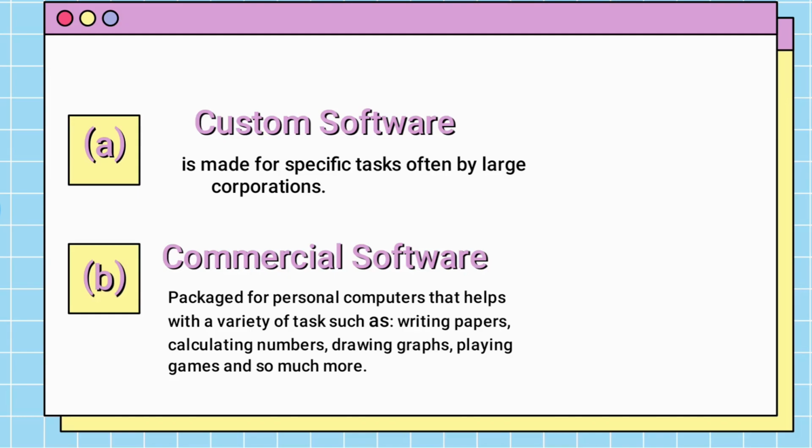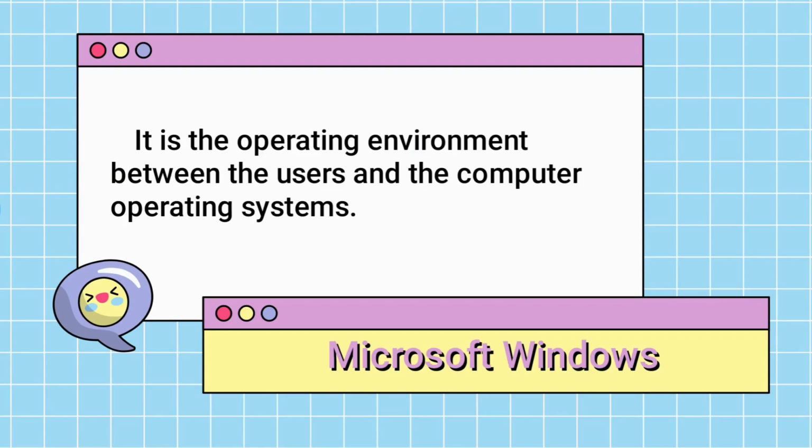Commercial software is also defined as software developed to be served to customers. An effective example of this commercial software is Microsoft. Since we've mentioned Microsoft, now let's talk about Microsoft Windows. Microsoft Windows is the operating environment between the users and the computer operating system. It is also a shell, a layer that creates the way the computer should work.